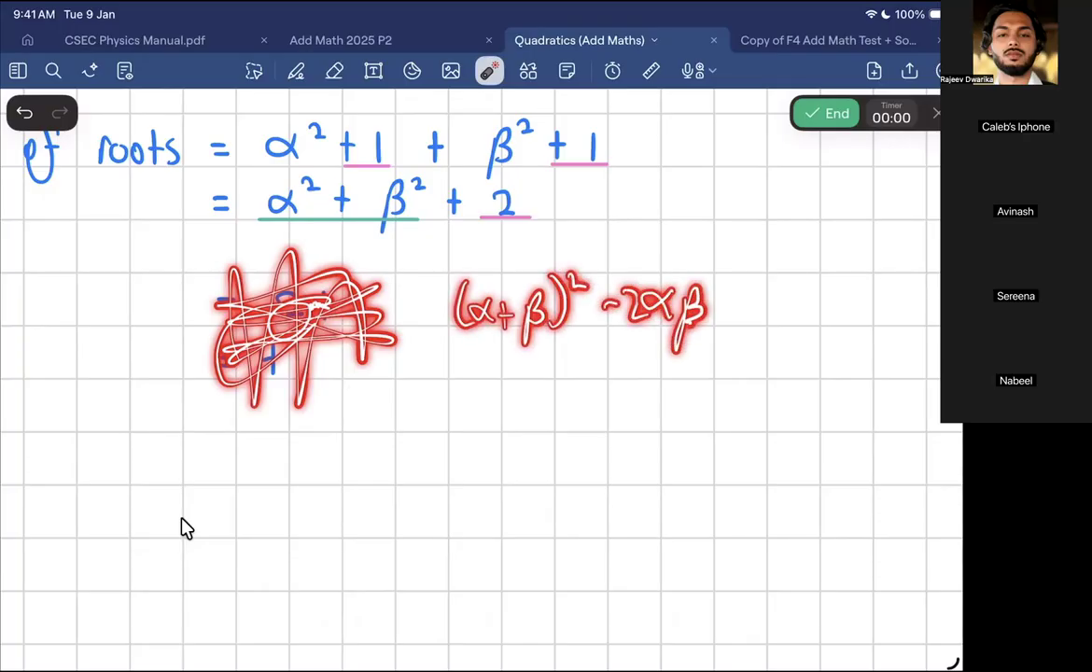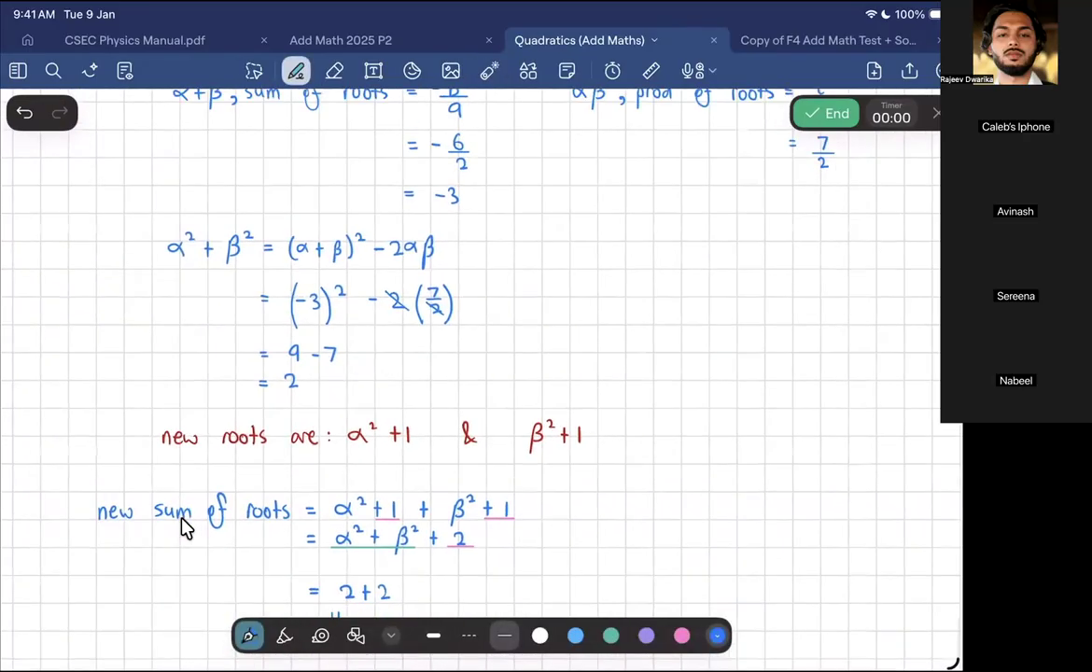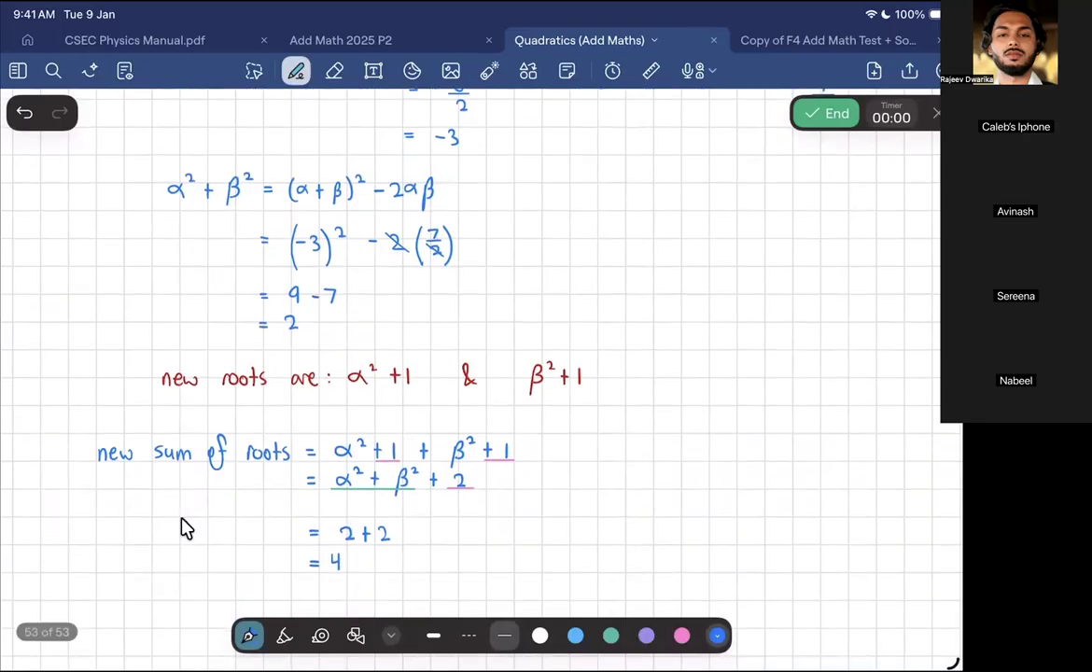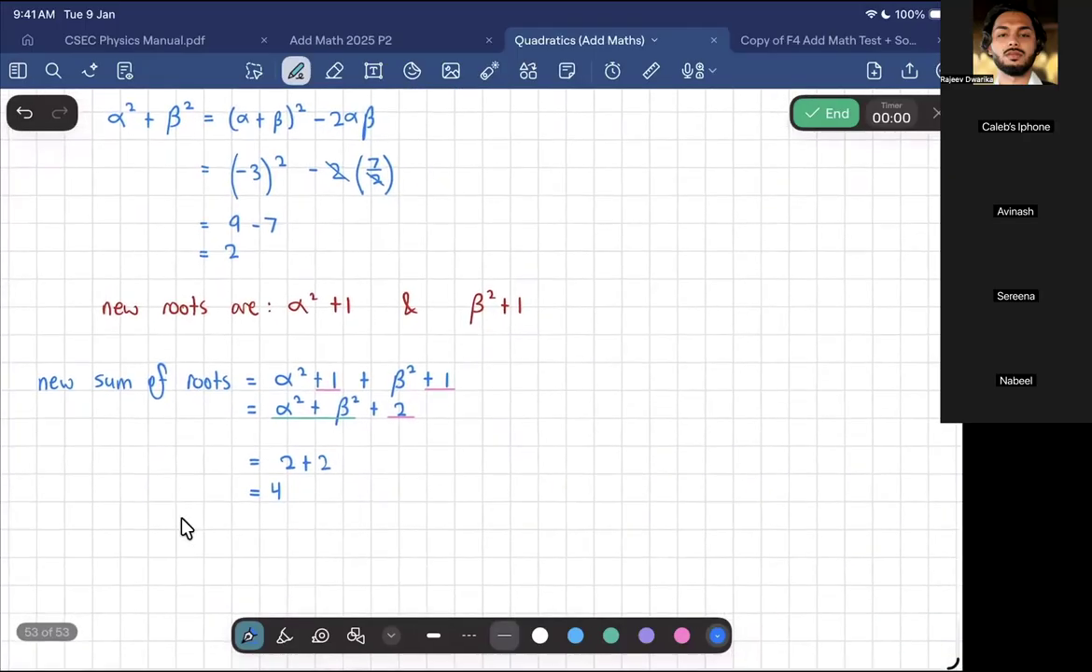Right, so if you didn't do it at the start, this is what you would have to write in the next line. You would replace alpha squared plus beta squared with this, then plug in everything and solve. But since we calculated it at the top, it's already there for us. We know that alpha squared plus beta squared is simply 2, so we replace it with 2. Let me know if you're confused. No, sir. You sure? Yes, sir.